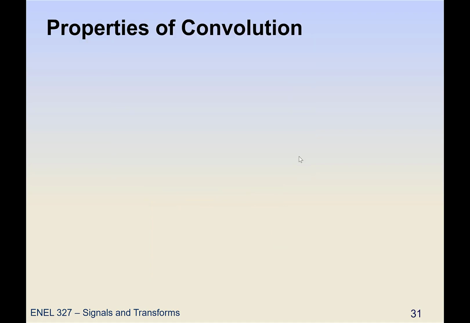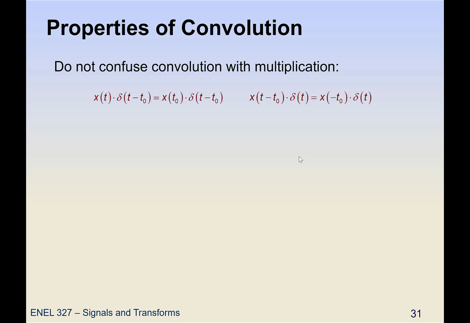All right, so now we're going to look at some properties of convolution. It's important to realize that we need to distinguish between convolution and multiplication, and you need to indicate clearly when you're writing things down that it's an asterisk for convolution and an X for multiplication. Remember that multiplication of a function with an impulse still gives us an impulse scaled by an amplitude.